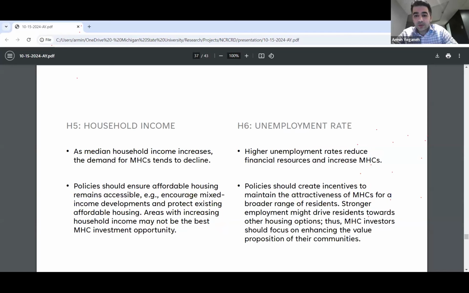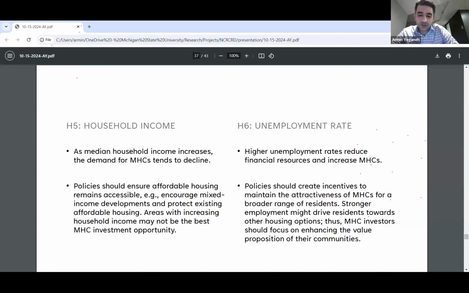In terms of household income and unemployment, it looks like a stronger economy implies a reduction in the share of manufactured housing communities as people gain more income. They use it to buy more attractive housing units. So in growing economy areas, policies should support other sorts of affordable housing solutions like mixed income developments and protect existing affordable housing units. And overall, it looks like areas with increasing household income may not be the best investment opportunity in manufactured housing communities. In terms of unemployment rate, the results kind of support the role of the income of these households.